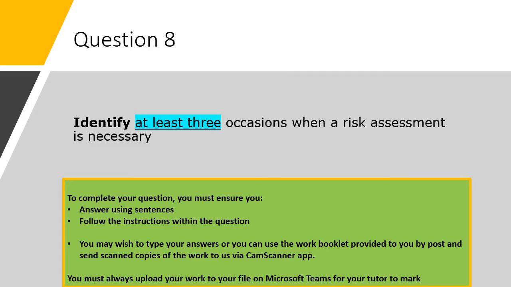So this brings you to question number 8, which is asking you to identify at least 3 occasions when a risk assessment is necessary. It's an identify, so you need to give supporting sentences to explain, and at least 3. So you can do more, but not less than 3.